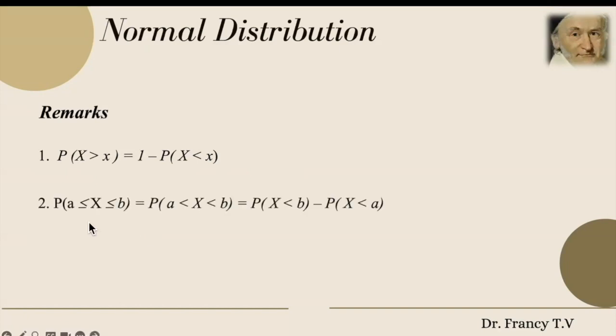Second one, probability a less than or equal to X less than or equal to b, which is same as probability A less than X less than B, equal to probability X less than B minus probability X less than A. That means probability from A to B can be calculated as probability up to B minus probability up to A. For this, you can use Excel functions discussed previously.